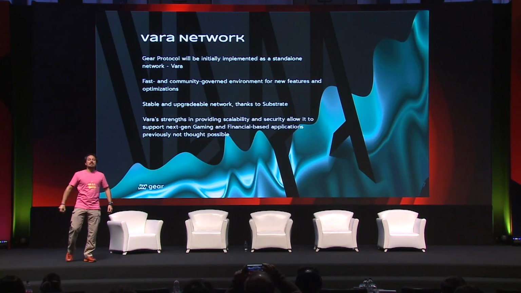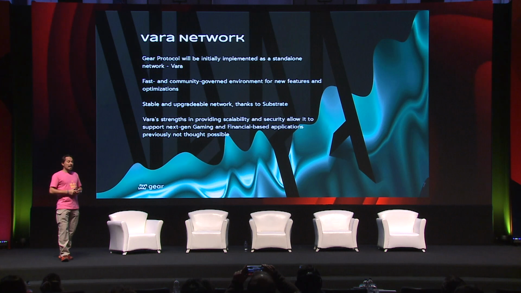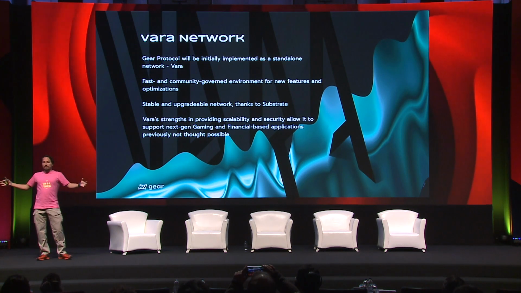So the first network, the Vara network, actually has all these amazing features put together into one blockchain, a standalone blockchain that would be the fastest one, with a proof of stake consensus. It allows parallel computation and parallel processing.